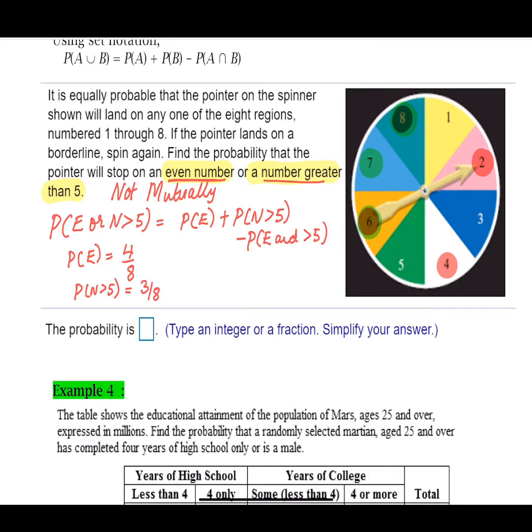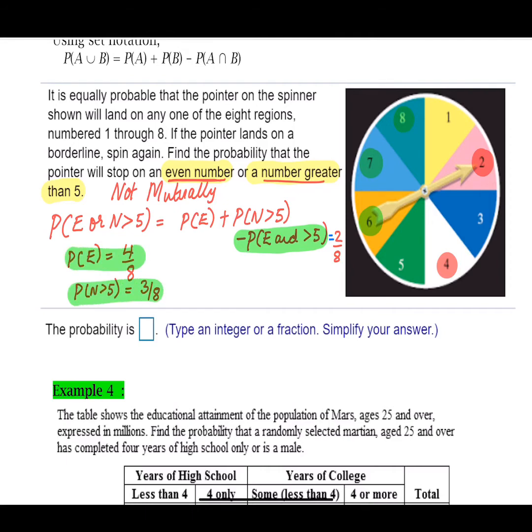Now I also have to find out how many numbers are even and greater than 5. I'm going to circle them with blue. So you see the numbers that are even and greater than 5, right? So there are 2 numbers. So that is, this would be 2 over 5. Sorry, 2 over 8.